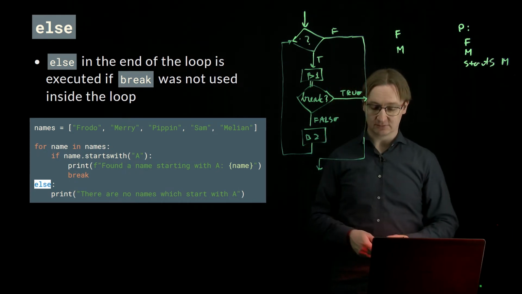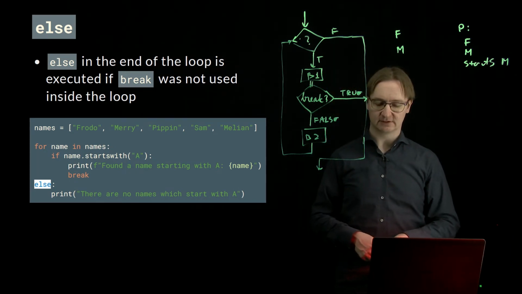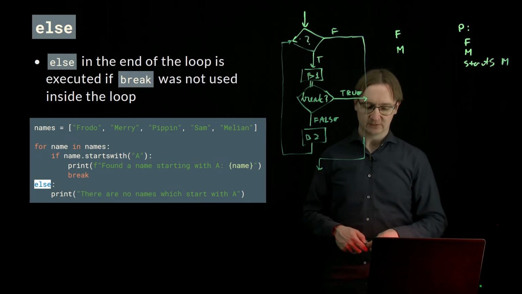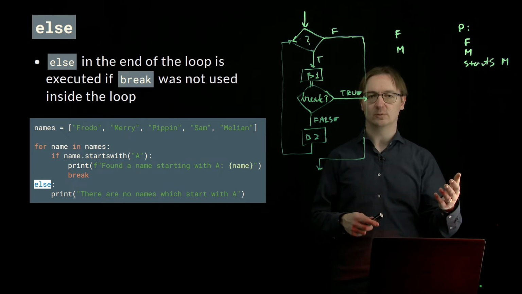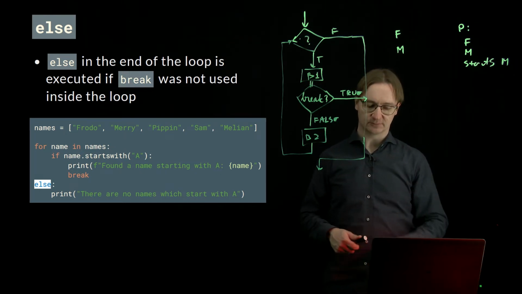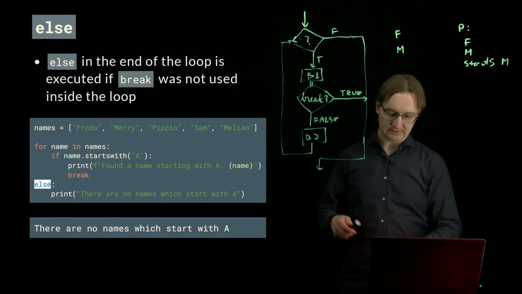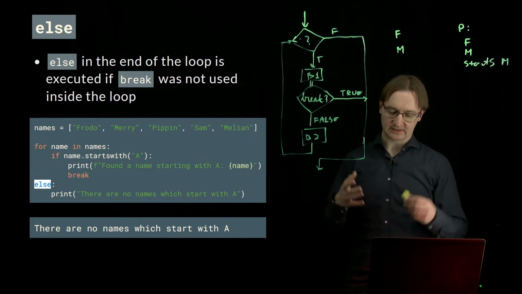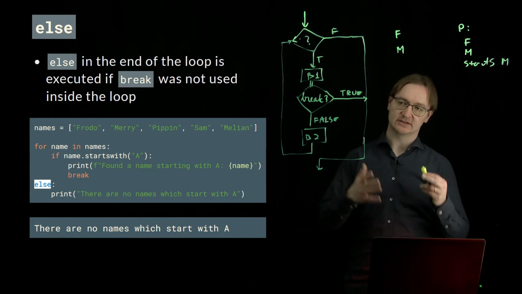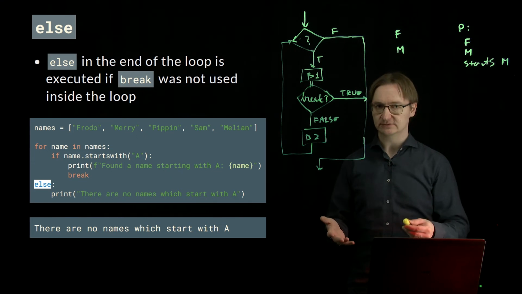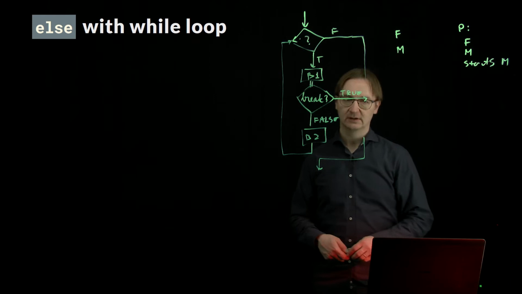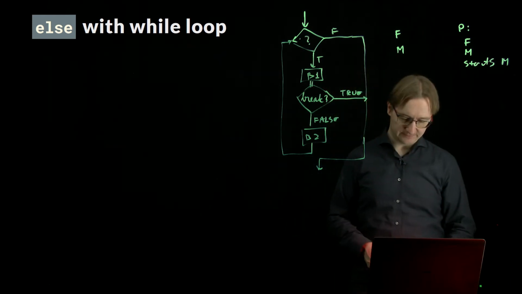It's not used too often, but it's nice to know that you have this opportunity to use this else part if you want to know whether this loop executed without breaking. And yeah, the current example shows that there are no names starting with A. So if the break is not used, else is executed. If the break is used, then the else part is not executed.